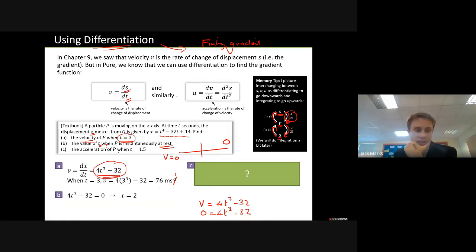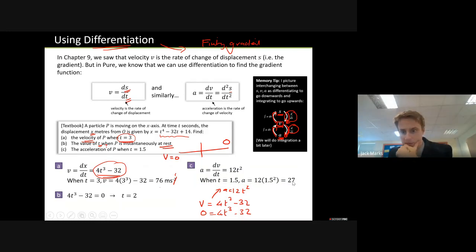Finally, what about the acceleration? Well, I don't have an acceleration equation, but I do have a velocity equation. So now we're going to differentiate down from velocity. We differentiate and we'll get our acceleration. So 4t cubed is going to become 12t squared. And the 32 will disappear. So that will be my acceleration. We put the 1.5 in and we get our answer here.